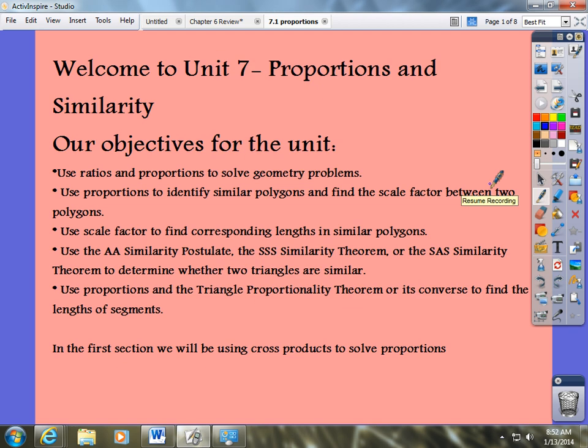Okay, welcome students. Welcome to Unit 7. We have proportions and similarity. Our objectives for this unit are to use ratios and proportions to solve geometry problems, use proportions to identify similar polygons and find the scale factor between the two polygons, and use scale factor to find corresponding lengths. Yeah, you can read the rest.